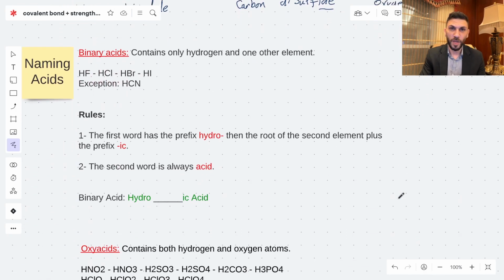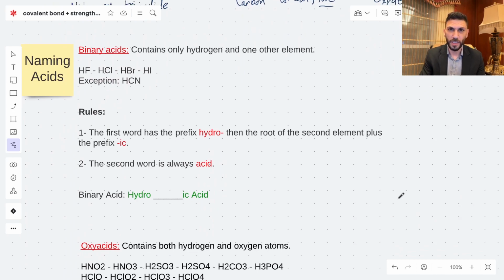The second part of the lesson, which is also naming covalent compounds, is naming the acids. For the acids, we have two types. We have the binary acids, which contain only hydrogen, always, and one other element. Usually it's a nonmetal, and usually it's a halogen: fluorine, chlorine, bromine, iodine. The exception is HCN, because it has H and two other atoms, carbon and nitrogen.